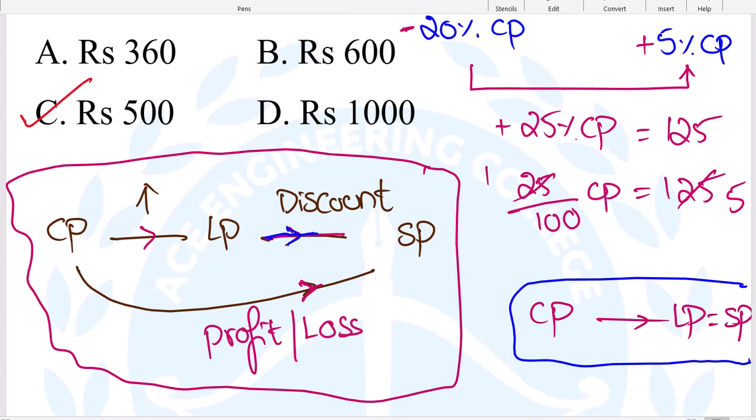But fine, if there is no discount, then LP and SP are both equal. But still, profit and loss start from CP, so it is calculated on cost price, is what we have to mention.